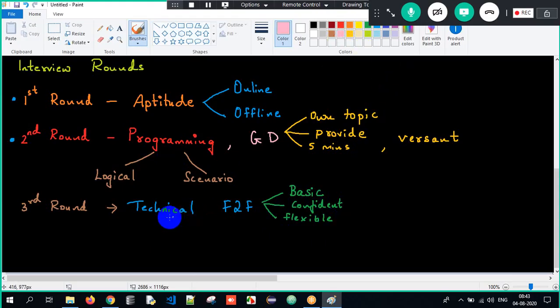In technical face to face, you should also have basic technical knowledge. The reason is that it's not a tech support or call center job where you talk nicely and we will provide you a job. No, it's a technical job, a software engineer job, so you should have basic knowledge about the subject. That confidence should be there, and you should be flexible enough to answer whatever questions they ask. And always in an interview process, you should always have positive answers, guys. Never ever give negative answers. Don't tell no.